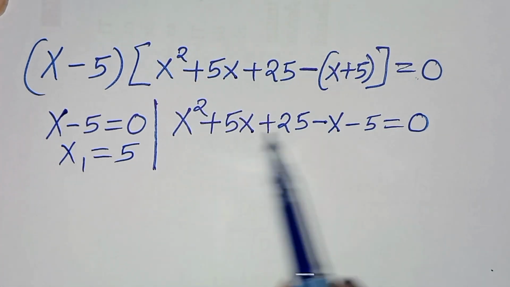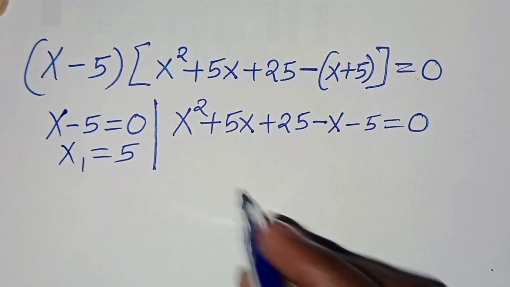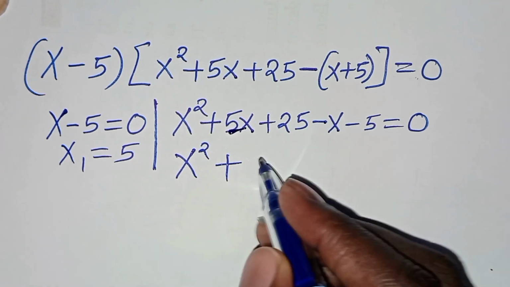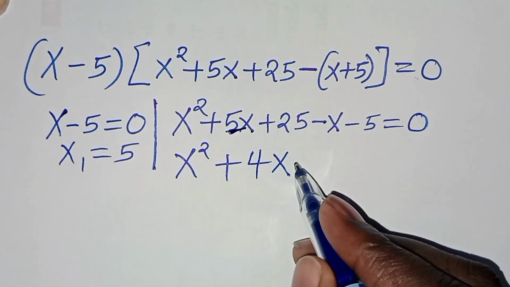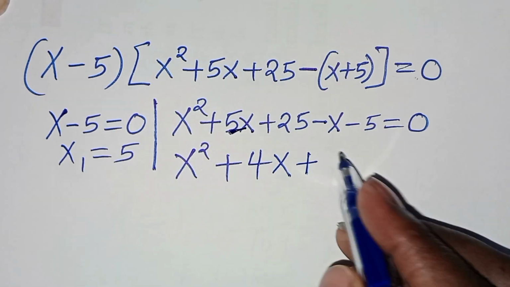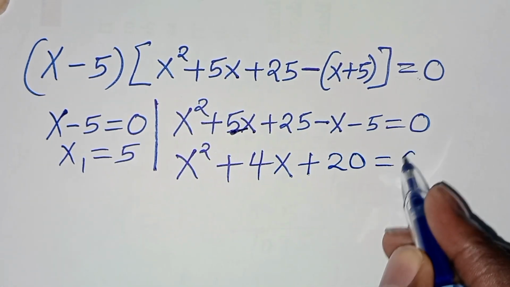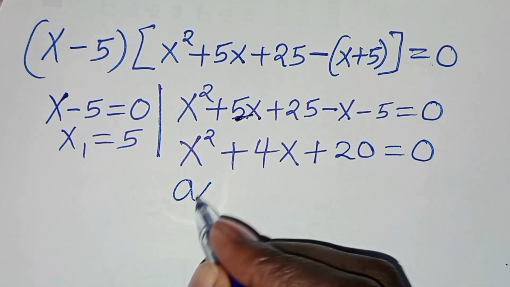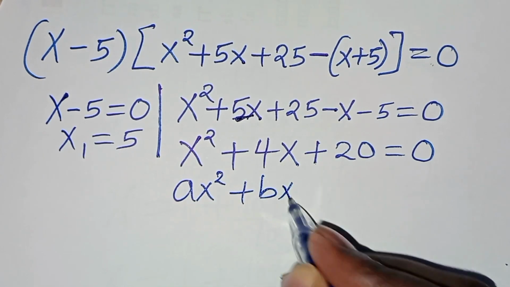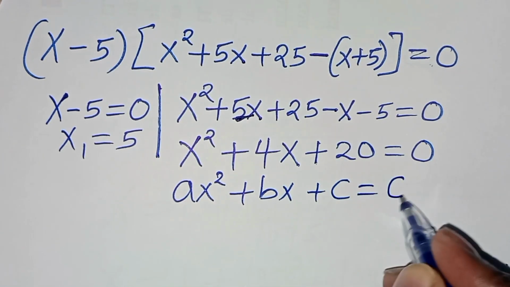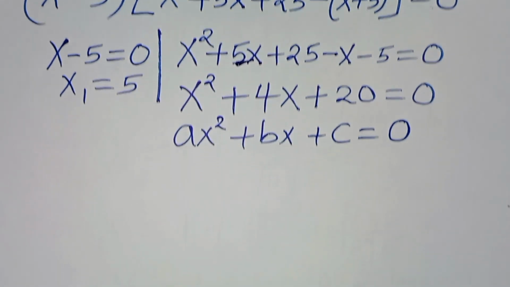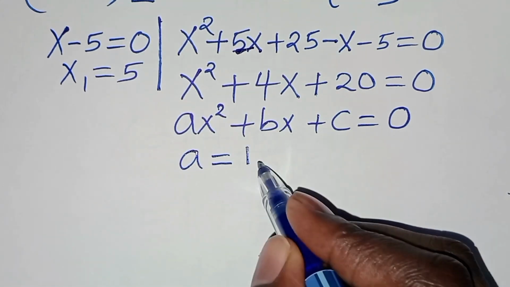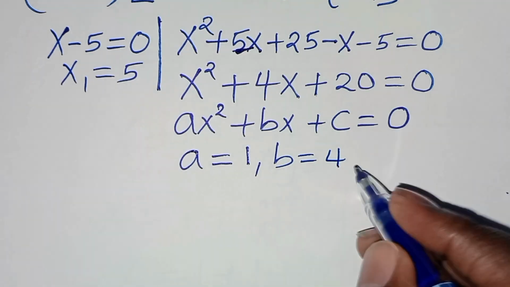Let's solve for the other values in this next part, which is x squared plus, now we have 5x minus x, this is 4x, then plus 25 minus 5, which is equal to 20, equal to 0. Now this is a quadratic equation of the form ax squared plus bx plus c equal to 0.